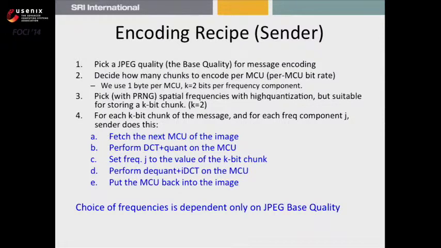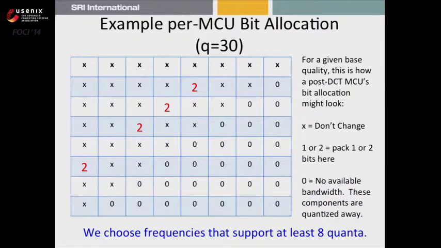The choice of frequencies is dependent on the JPEG base quality. So we're choosing frequency components that are still there, still present, but support, let's say, about 8 levels of quantization, somewhere in that range. So we have a fairly large selection of frequencies that we can still use, even down at quality 30. And this gives you an example of the layout of frequency components for one MCU at quality 30.